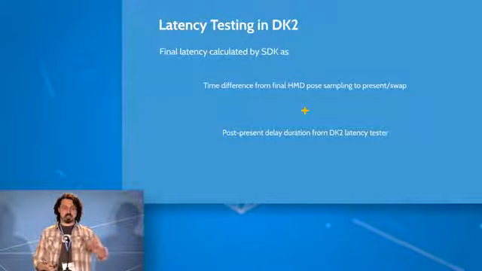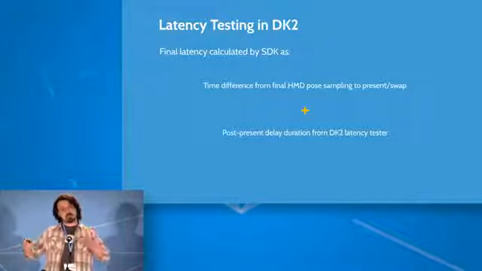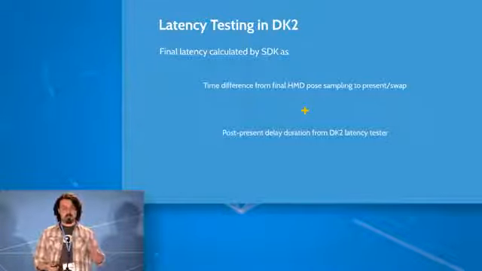And the more samples it takes, the more reliable it gets, and eventually it starts reporting very accurate latency times. So the final latency calculation, however, ends up being the time difference from when the HMD was sampled just before present up to the point where the DK2 latency testing ends up returning a value, and it's basically the summation of those two values.